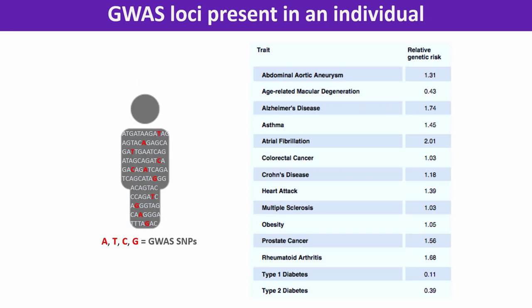However, in real life, the relative risk values of an individual for different complex trait diseases looks as shown in the table. As you can see, the individual has a higher risk for atrial fibrillation and protective for type 1 diabetes.